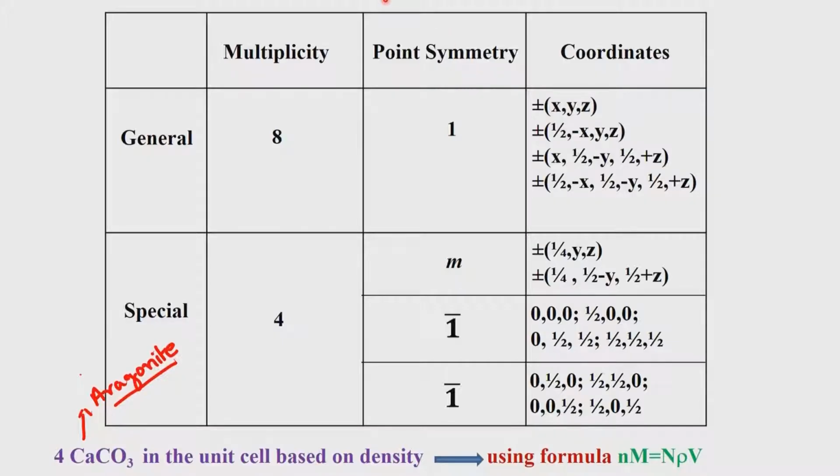That is done by using this formula, Nm equals N rho V. Let me explain this formula in a little more detail. N is the total number of molecules in the unit cell, which could be the Z value. M is the molecular weight associated with the compound. Since we know what compound is crystallizing, we can identify the molecular weight.